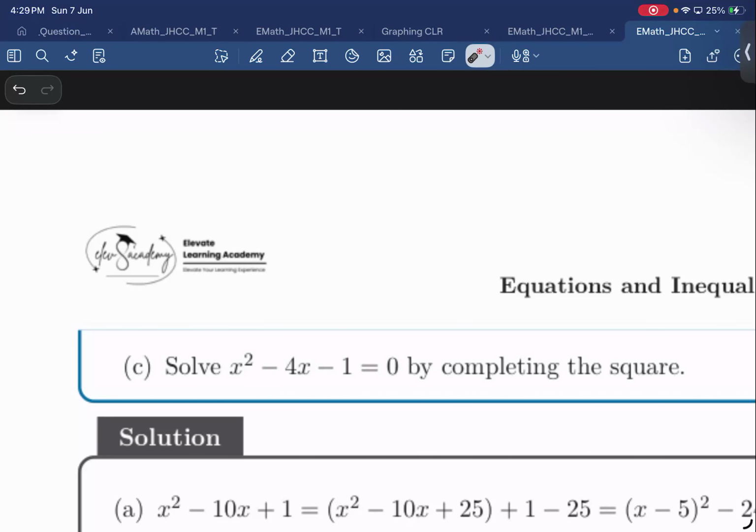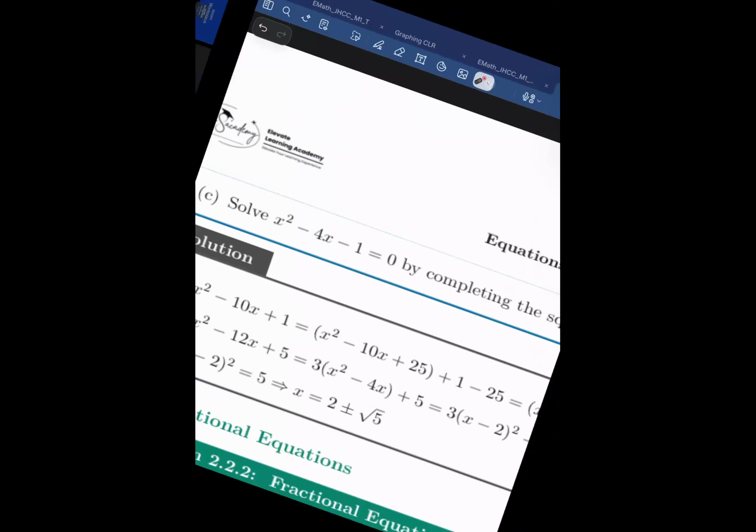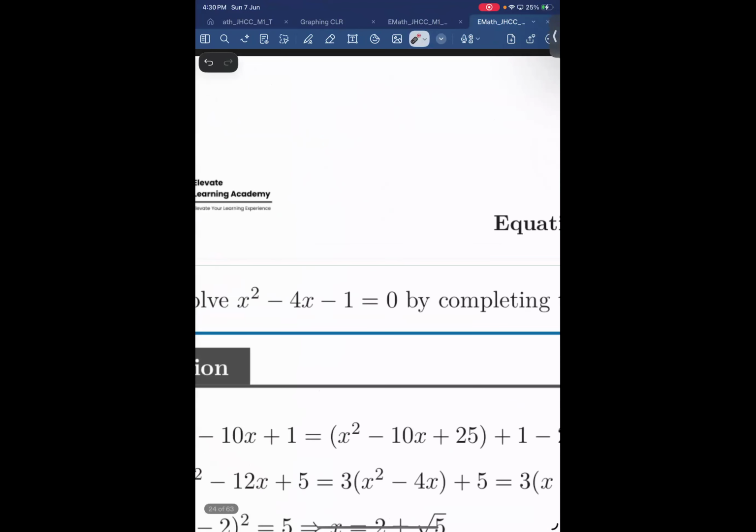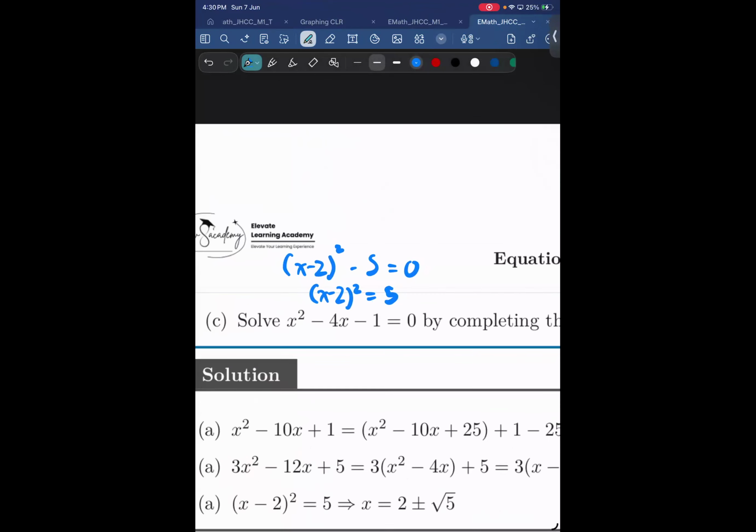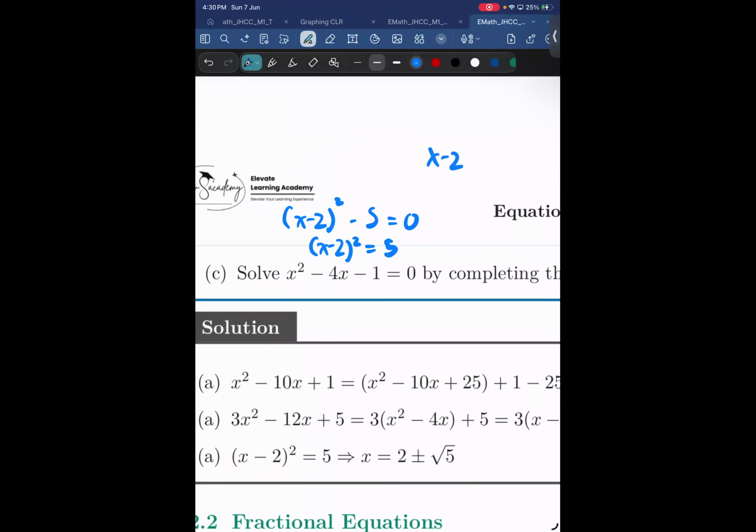Okay, this one real quick. This one not difficult as well. Complete the square should be x minus 2 squared minus 5 equals 0. So x minus 2 squared is 5. So x minus 2, you square root both sides, it will be plus minus square root 5. Then you add 2 on both sides, this x is 2 plus minus square root 5. That's the answer. Any questions?